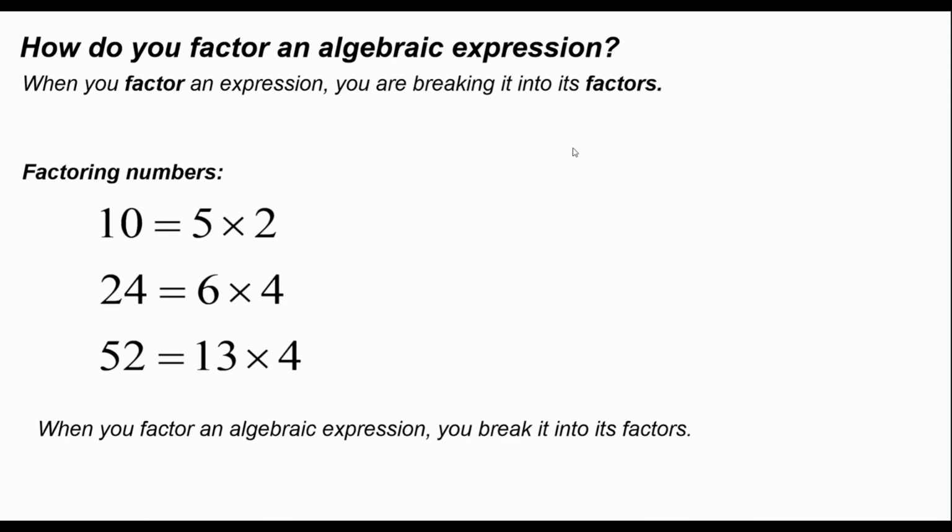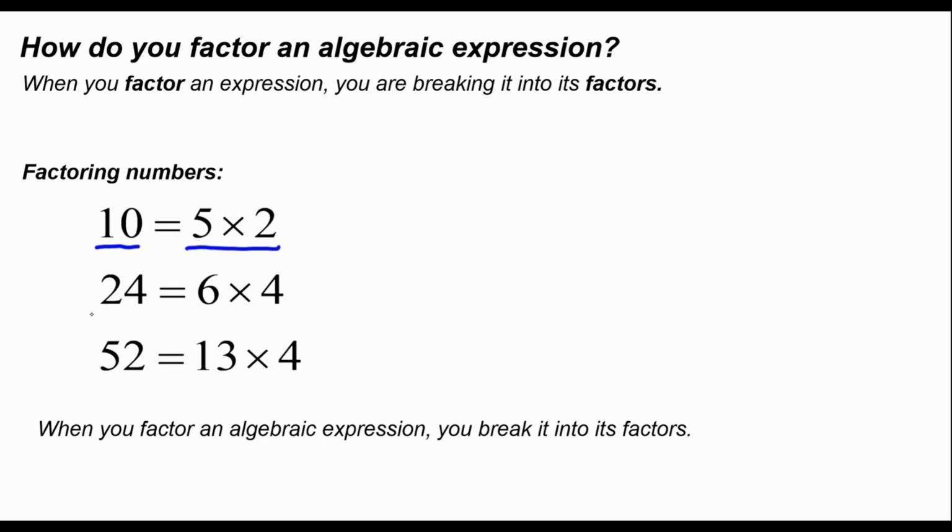When you factor an expression, you are breaking it into its factors. So remember, when you multiply two numbers, each number that you're multiplying together is called a factor. So just to give you a simple example of factoring, factoring numbers is breaking numbers into two numbers that multiply to get you that number. So I can factor 10 into 5 times 2. So I'm breaking 10 into its factors, two numbers that multiply to give me 10.